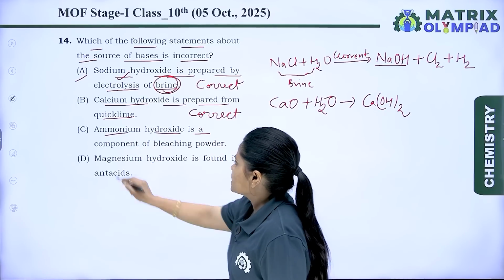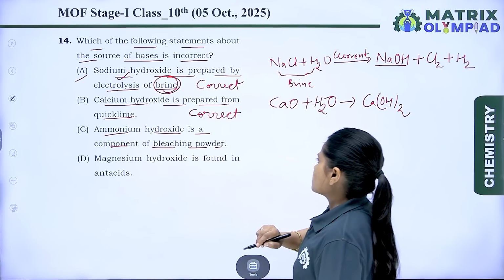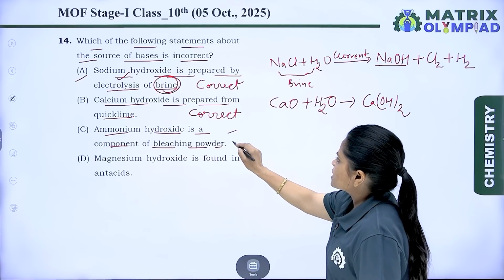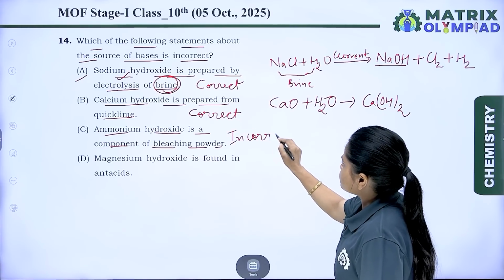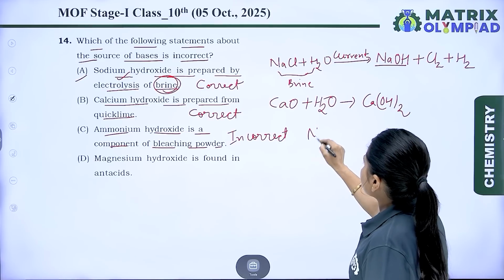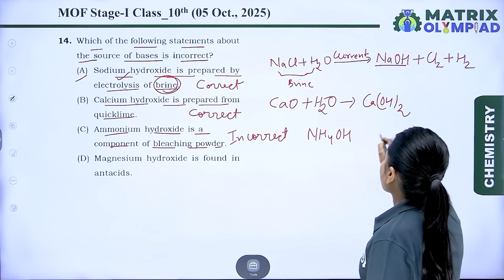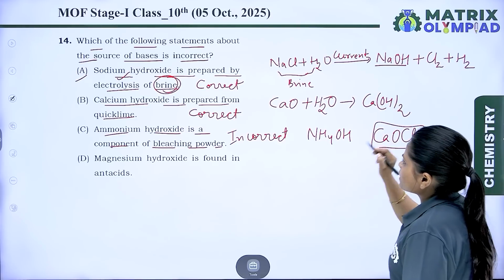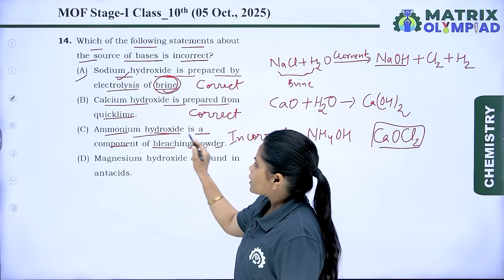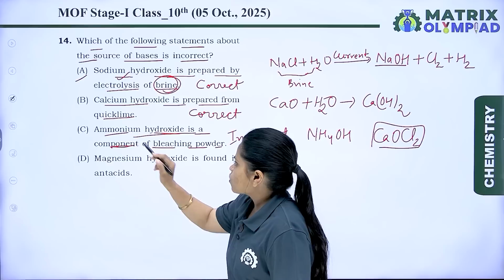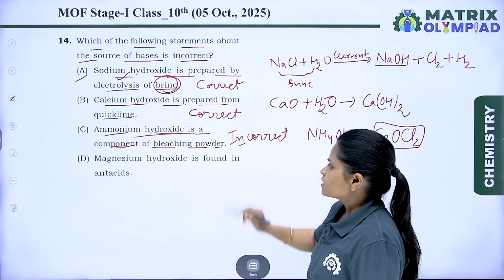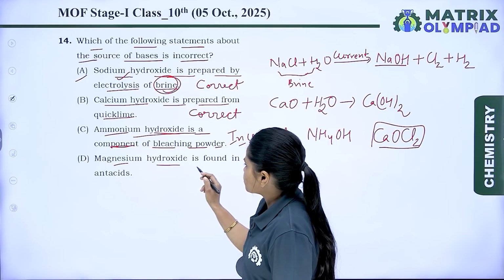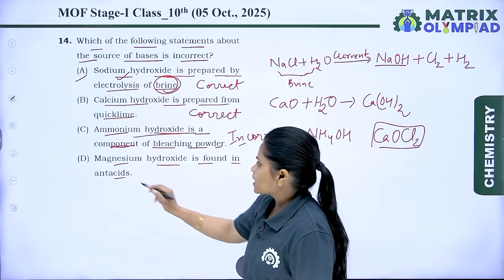Ammonium hydroxide is the component of bleaching powder. No, this is incorrect, because ammonium hydroxide is not a component of bleaching powder, so this is incorrect. Magnesium hydroxide is found in antacid.